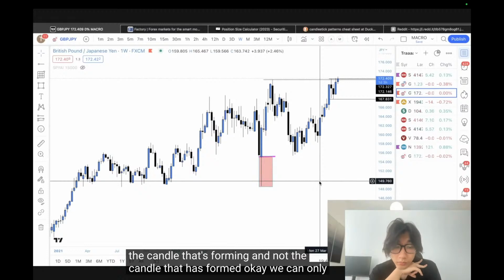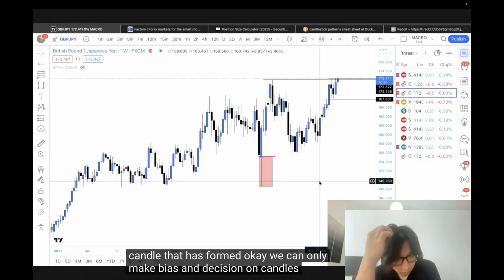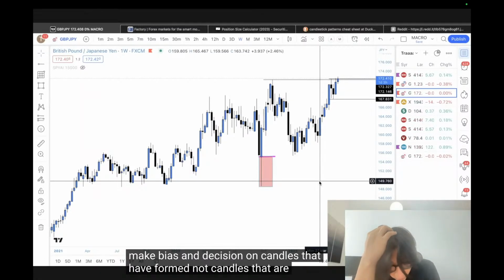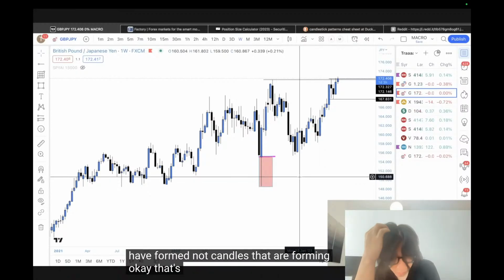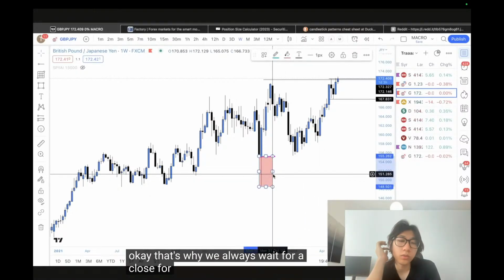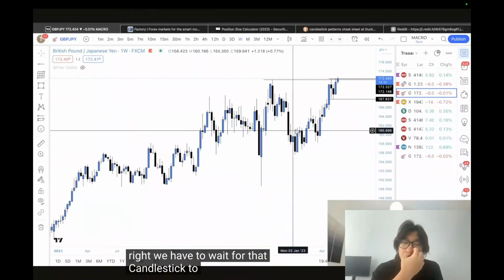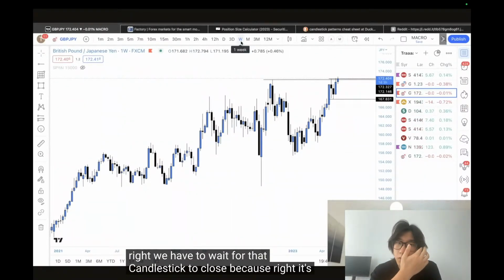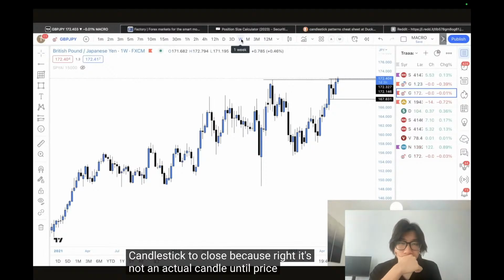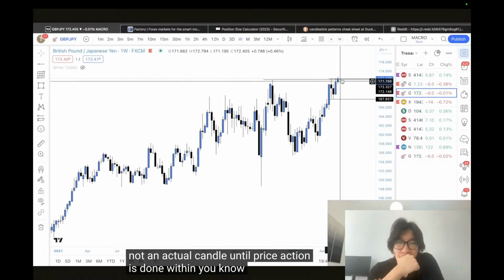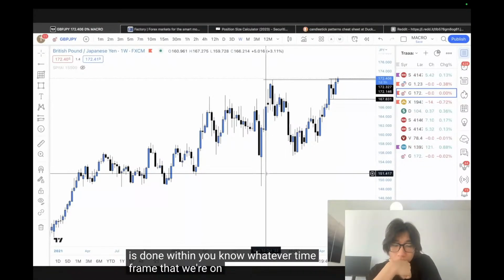We can only make bias and decisions on candles that have formed, not candles that are forming. That's why we always wait for a close, for a break of structure. We have to wait for that candlestick to close, because it's not an actual candle until price action is done within whatever time frame we're on.